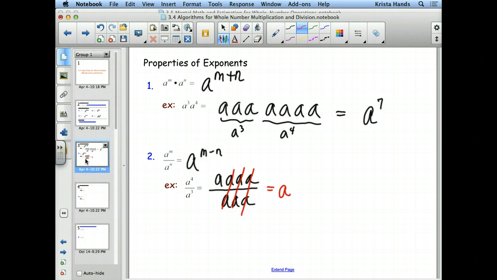A, what's the power on it? 1. We don't usually write it that way, but I'm writing it that way for the moment to draw your attention to the fact that the reason we got the 1 from that is because I had 4 and 3 originally. And how did 4 and 3 become 1? Subtract, right? 4 minus 3 is 1.